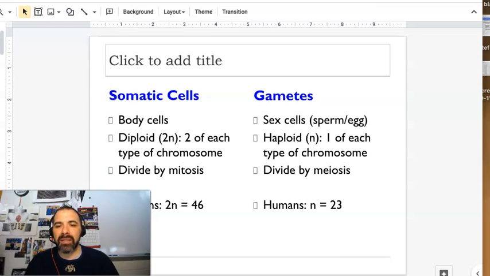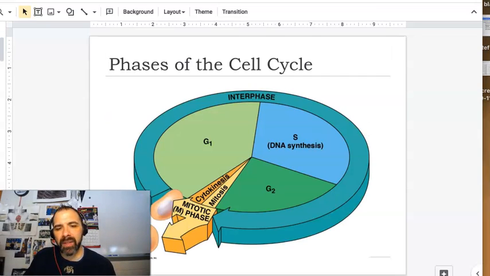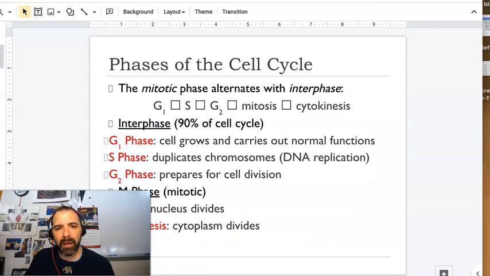Gametes, that's your sex cells, sperm and egg, are haploid, one of each, and they divide by meiosis. So in humans, your haploid number is 23. And here's our phases of the cell cycle: G1, S, G2, interphase, and then you get into mitotic.